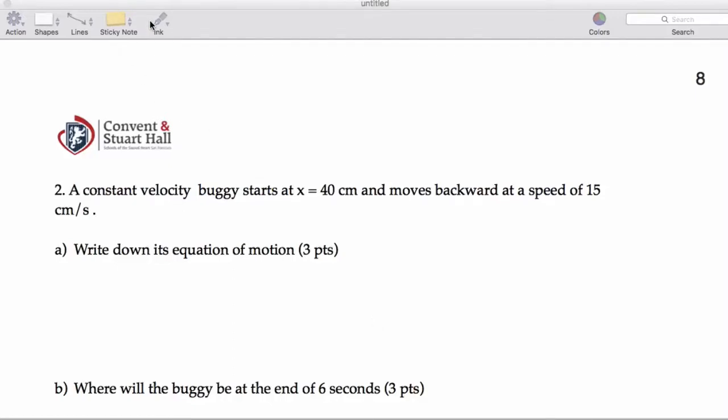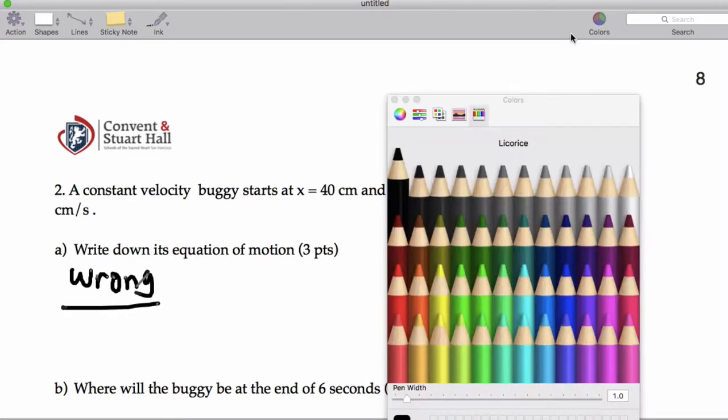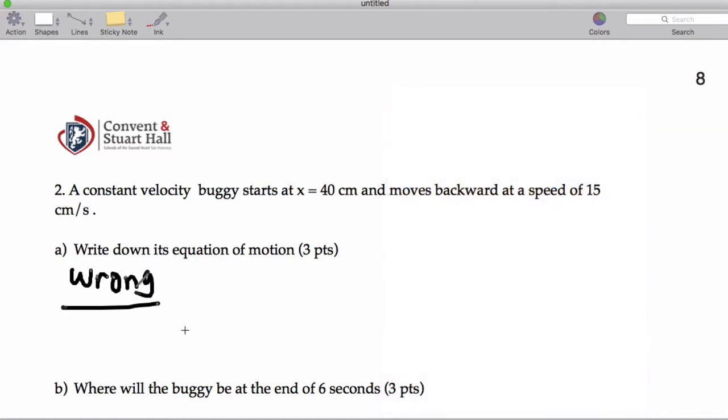All right, we have a constant velocity buggy moving backwards at a speed of 15 centimeters per second, and we need to write down its equation of motion. Be really careful here. I'm just going to show you the wrong way. I will take off points for this. I need you to start using physics letters.